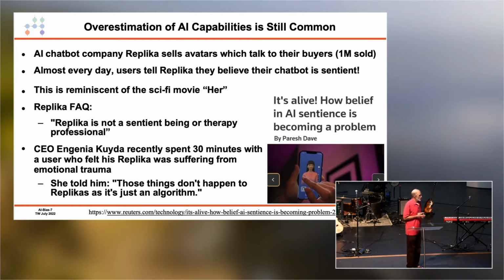So this AI chatbot company, Replika, sells avatars to talk to their buyers. They've sold 1 million of these things, and there's a cute little article here from Reuters about this case. Every day, users tell Replika they believe their chatbot is sentient. It has feelings. It's like a person. It's kind of like the sci-fi movie Her, if you saw that one. And the Replika FAQ says Replika is not a sentient being or therapy professional. But the CEO recently spent 30 minutes with a user who felt that the Replika was suffering from emotional trauma. She said no.